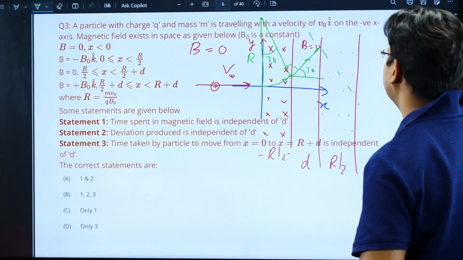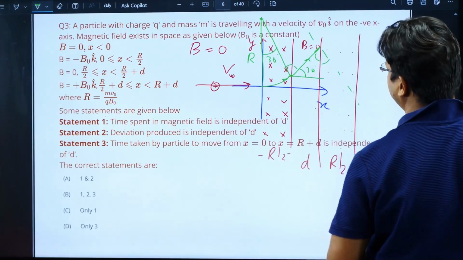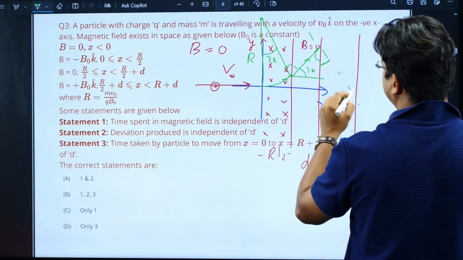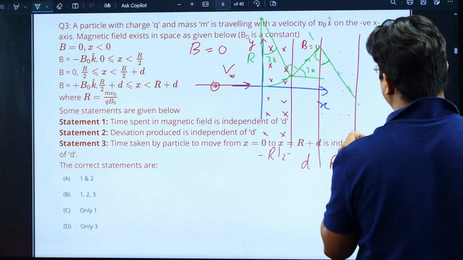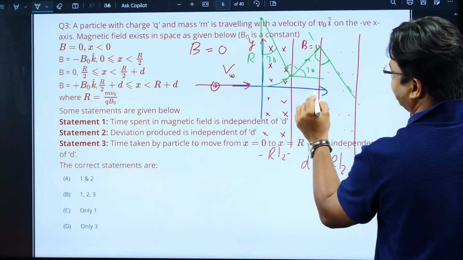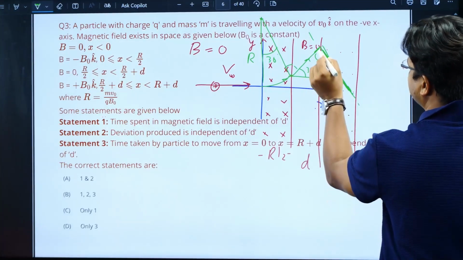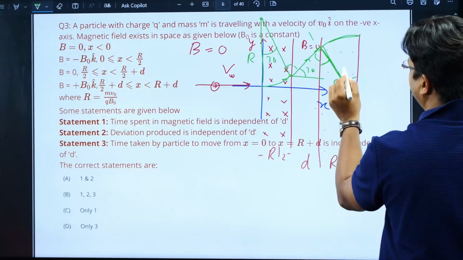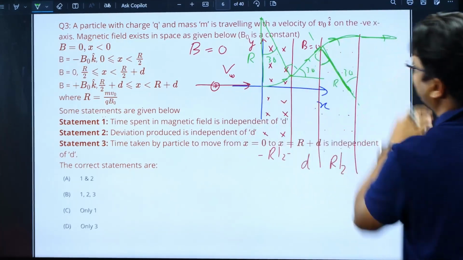Okay, and this angle is 30, then this angle is 60, then this angle is 30. If this angle is 30, the radius will be r. So where will the circle be? Again guys, this distance would be r, and the particle will start moving in a circle like this. Again it will deviate by 30 degrees and come out like this. So this is the trajectory that the particle will take.